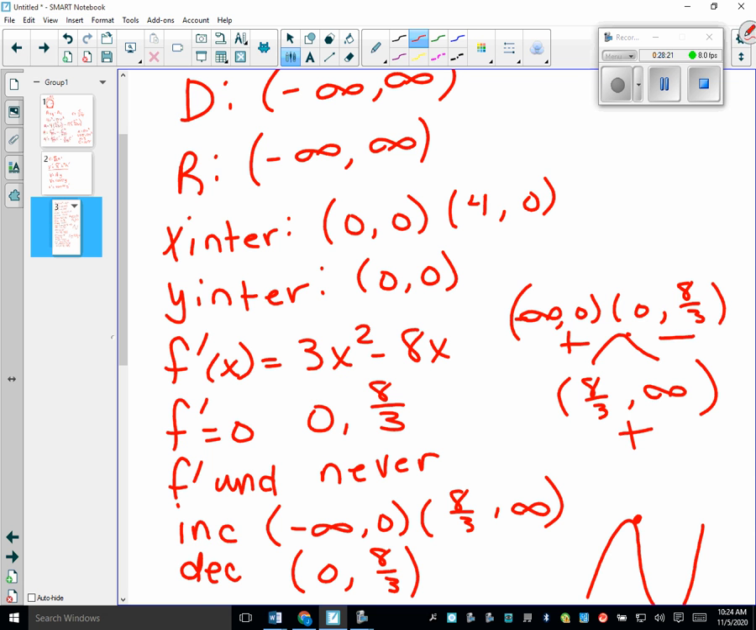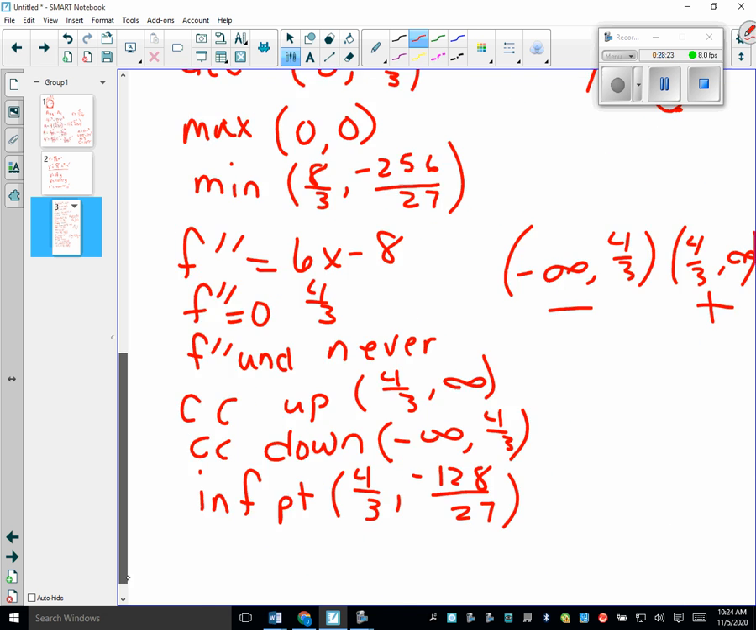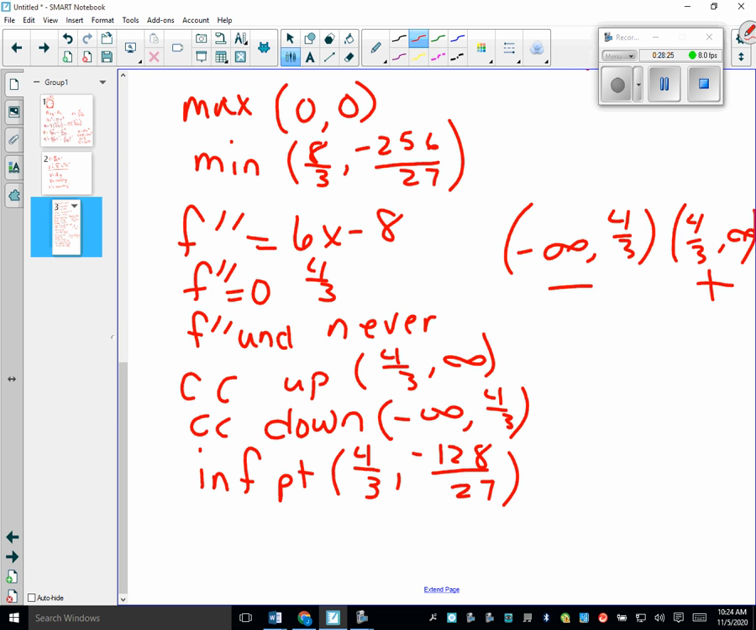What was the inflection point again? 4/3, negative 128/27. You plug the x into the original. If there's multiple, you do all of those, and you get multiple points for inflection. Okay. That was f double prime though. That's fine.